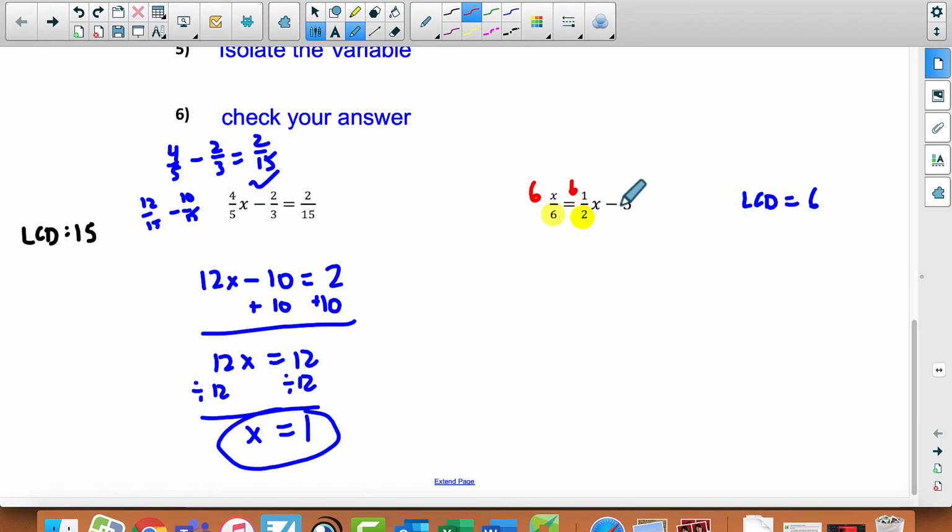But there's a third term here, this negative 5 or this takeaway 5. You have to multiply that by 6 as well. If you don't also multiply that by 6, you're going to get the question wrong. You've just unbalanced the equation. Okay, let's do our ninja slicing.